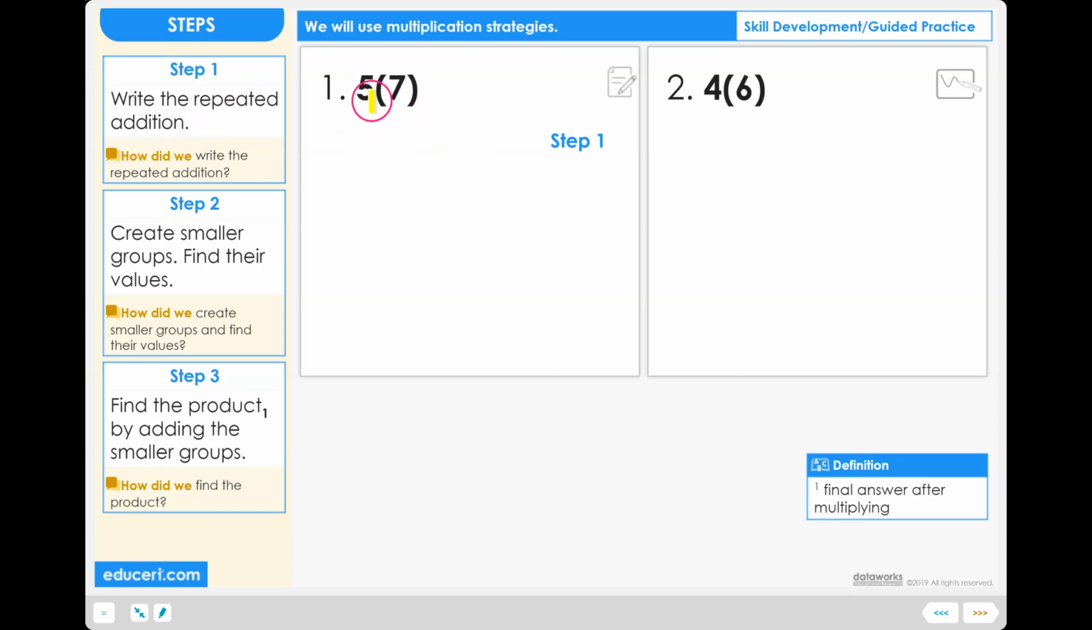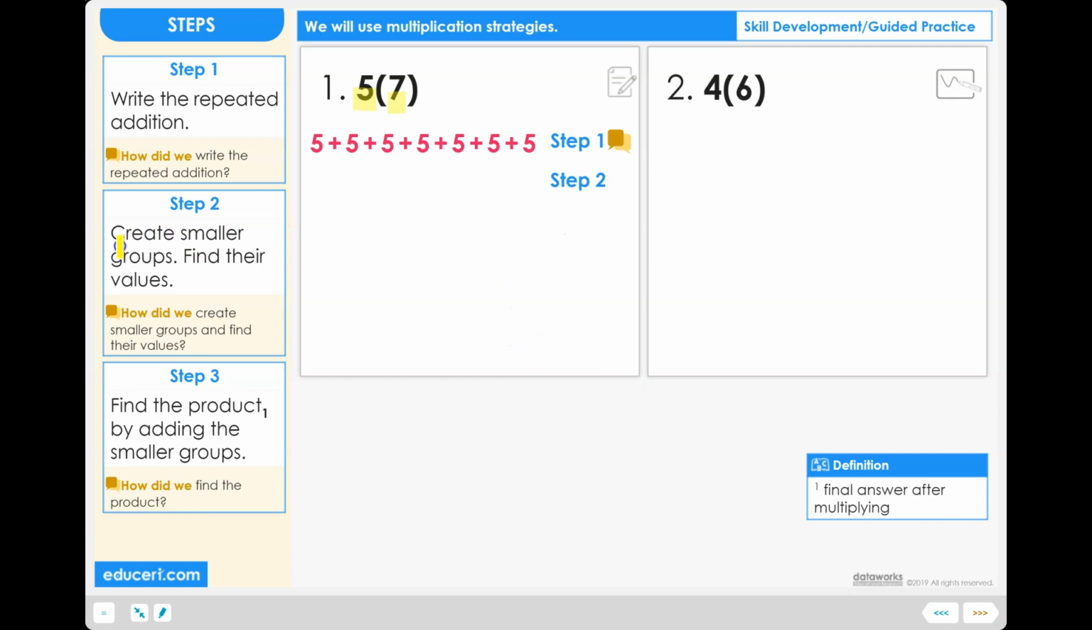5 times 7. Well, I'm going to start with this number 5, and I'm going to write it 7 times. So 5 plus 5 plus 5 plus 5 plus 5 plus 5 plus 5 gives me 5 added 7 times. The question for step 1, how did we write the repeated addition? Think of your explanation. I'll give you a moment. We wrote the repeated addition using this first number to tell us what number to write down in the addition repeatedly, and we used the second number to tell us how many times total to write that value down.